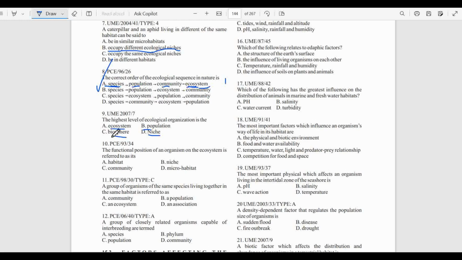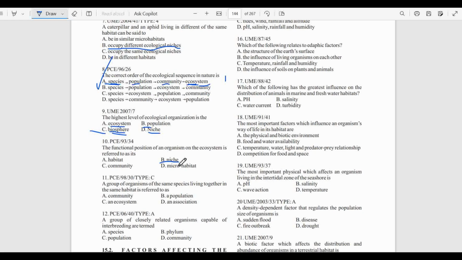The biosphere is where we live, right? Every living organism is able to live because it's in the biosphere, the part that supports life. That will be very vast compared to the ecosystem, which just talks about interaction between plant and animal, I mean, the living and non-living. All right. So in this option, C will be our best answer. Question number 10. The functional position of an organism in the ecosystem is referred to as. Now, what is the functional position? It brings us back again to that smallest space, which is ecological niche. The right answer is B.